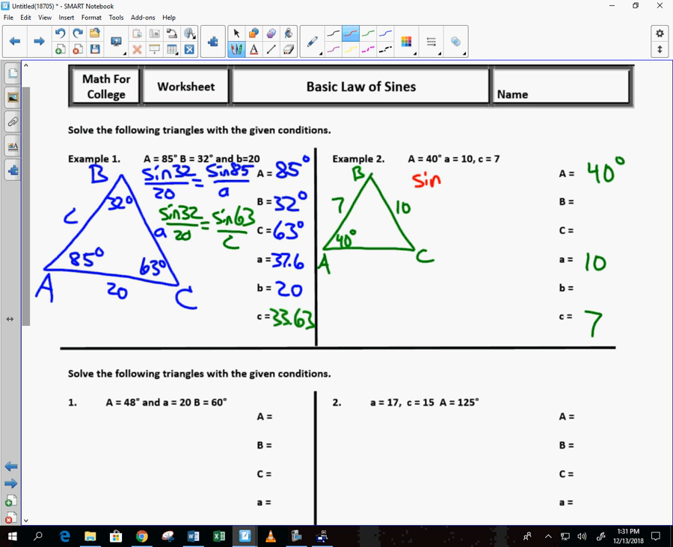Sine of 40 over what? 10 equals sine of, do you want to find angle B or C? And there's a correct answer here. You want to find angle C because you know side C. Notice how this time I'm trying to find angle C. I'm simply going to multiply both sides by 7. And I get 7 sine of 40 over 10 is equal to the sine of C.